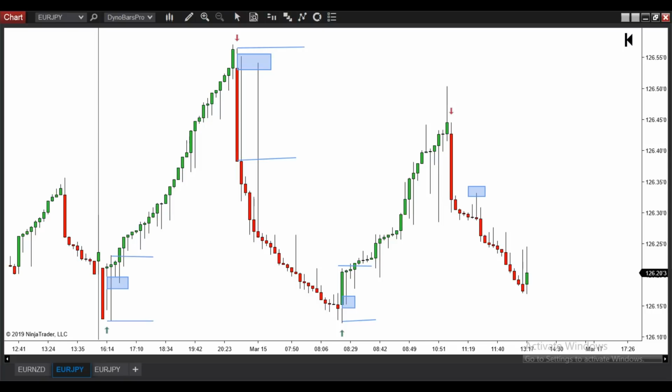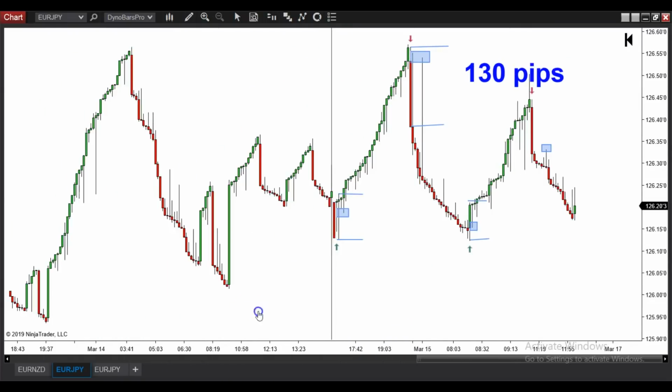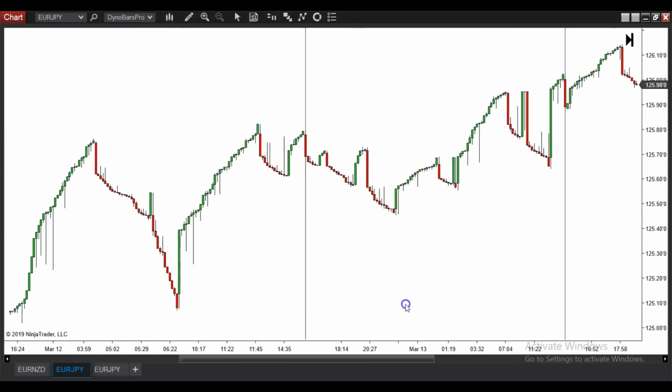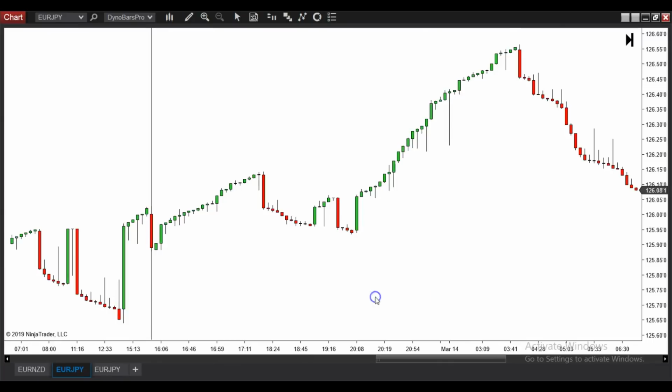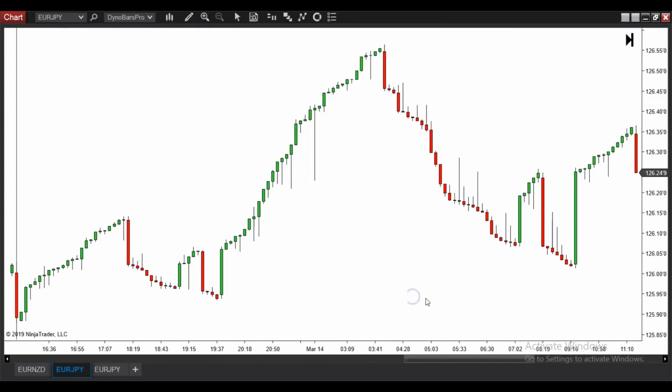Anyway, if you had to quantify this potential here, this was the pip potential that was available on this particular pair, the euro versus the yen, which in my opinion is one of the better ones out there. I highly recommend you guys take a look at this pair. If I was to scroll out and show you some of these signals, let me just zoom in here. All right, just look at the power of these trends.